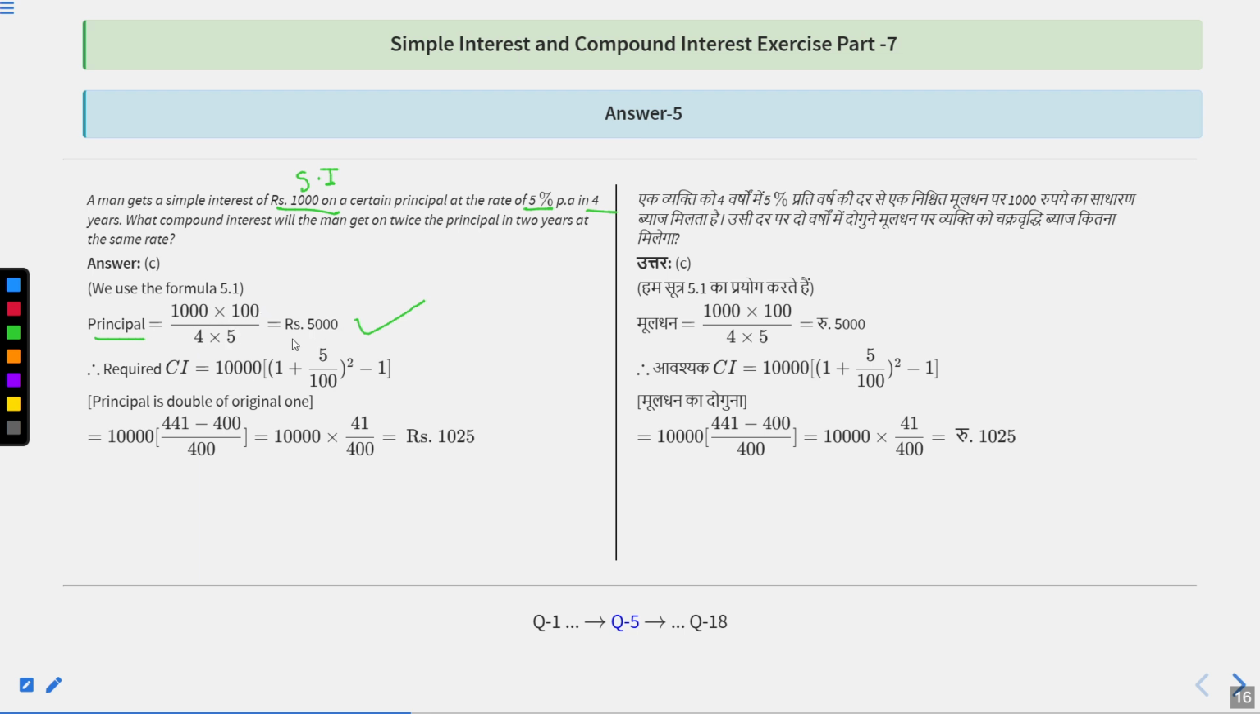So the question says, what will be the compound interest for 2 years if the principal is doubled? Before, the principal was 5,000, so now the new principal will be 10,000. So compound interest will be 10,000 multiplied by the bracket (1 plus 5 upon 100) with power 2, minus 1, since the rate of interest is the same and time is 2 years. When we calculate it, we get the compound interest, which is 1,025 rupees in 2 years. So C is the correct answer. Next one.